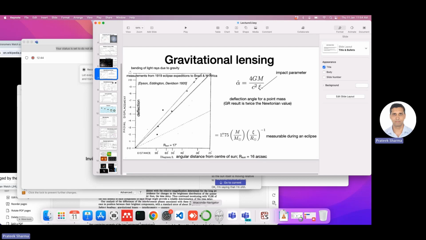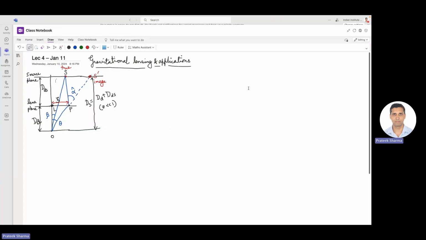Okay, so let's go back to where we were. So we'll now do this calculation. This is the geometry. This is the observer, O. Let's consider a point lens like the sun, a star, which is located at L.